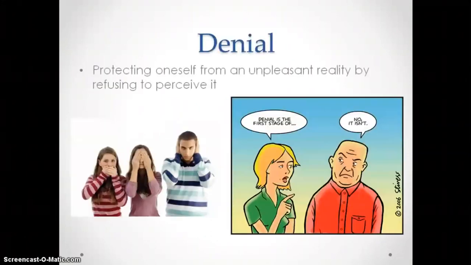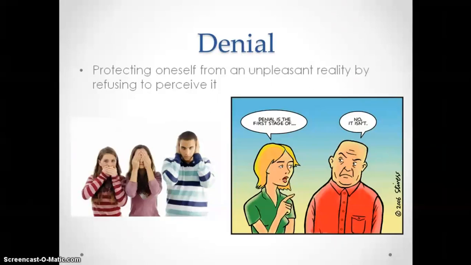So the first one that we're going to look at is denial. This one is very basic, the most basic of all of the defense mechanisms. With denial, you're just basically refusing to believe that whatever you heard exists, or whatever happened at all. So protecting oneself from an unpleasant reality by refusing to perceive it. This is very common in cases of death of a loved one, where you hear that your grandmother died and you just keep on moving on like nothing ever happened. Or maybe you failed the test and you just pretend like that never happened. You don't think about it and it didn't happen at all.